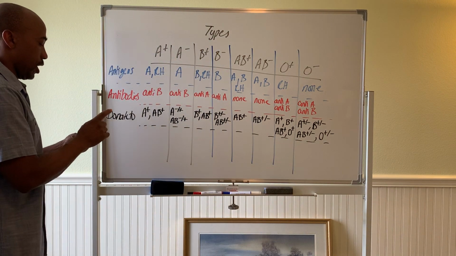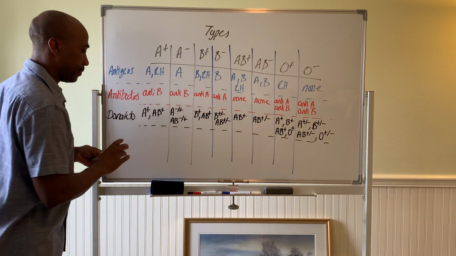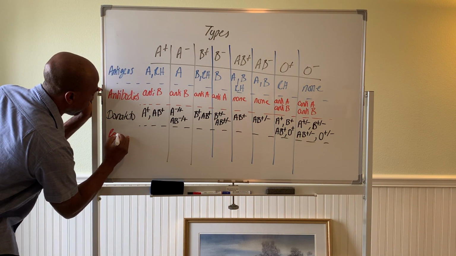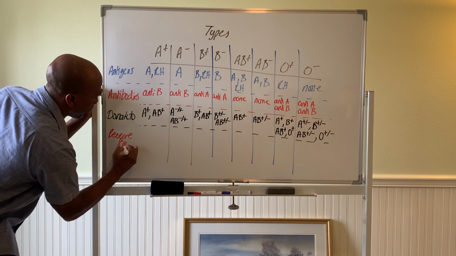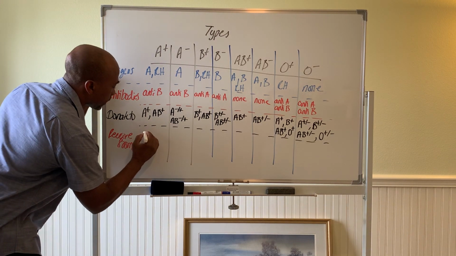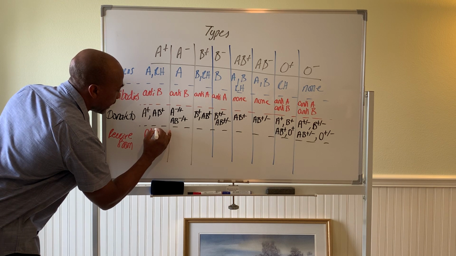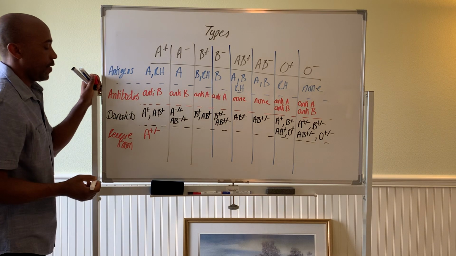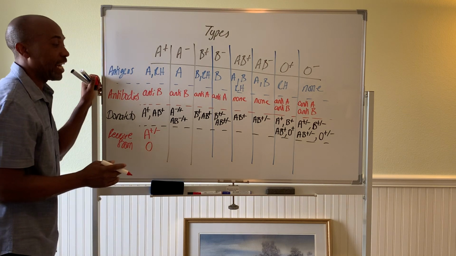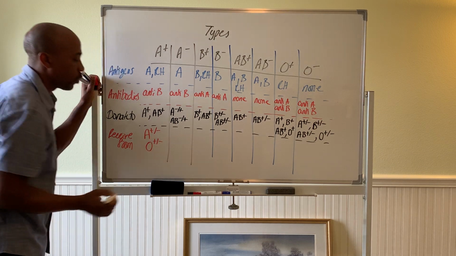But let's do one more. Let's do who you can receive blood from. So you can receive from whoever can donate to you. The A positive, of course, can get blood from A positive and A negative. And you can also get blood from the O positive, because remember the O's have no antigens, so it will not trigger a reaction. So you can also get from O positive and O negative.